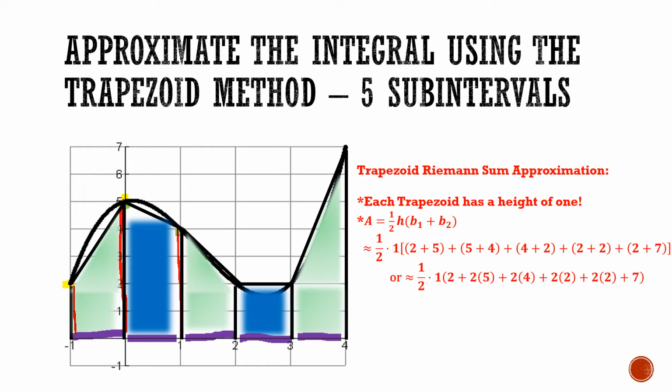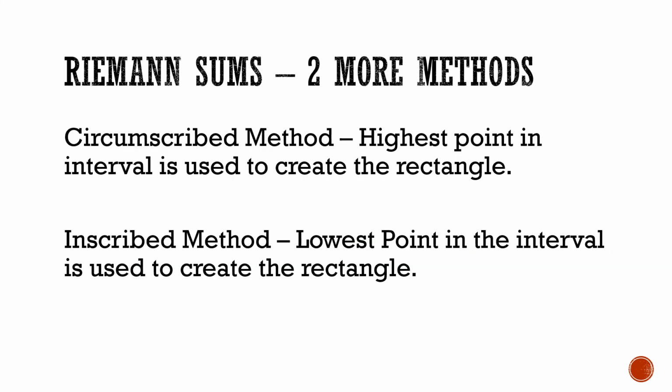Now realize that I can do 2 times 5 here because I'm using the side length 5 twice. And then I can do 2 times 4 here because I'm using the 4 side length twice. And I'm doing that for each piece except for the endpoint. So except for this first 2 right here and this last 7 here, I'm only using those once. But everything in the middle I use twice because I'm using it for 2 trapezoids. And then all I do is simplify it out. I get 17.5 units squared. And again, that's a pretty decent approximation.